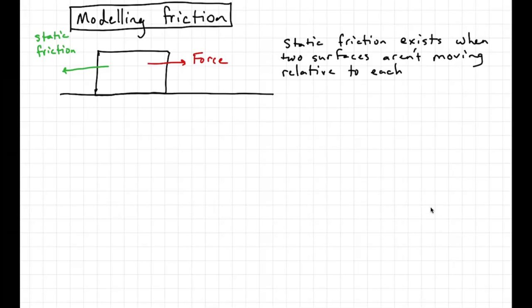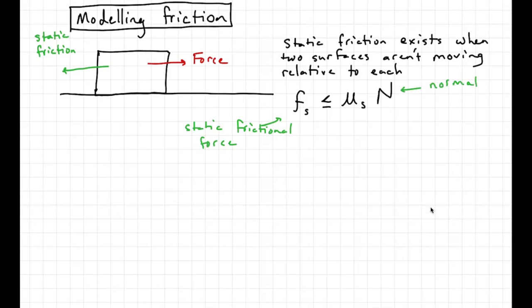The model that's commonly used for this is to say that there's some static friction, F sub S, which is going to be less than or equal to some maximum value, which is given as mu of S times N. So let me denote what these are. This is the frictional force. So this is static friction, frictional force. The big N here is the normal force between the two surfaces.